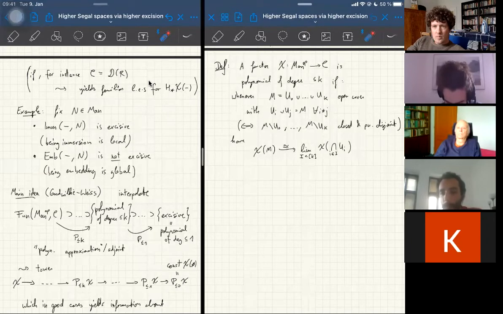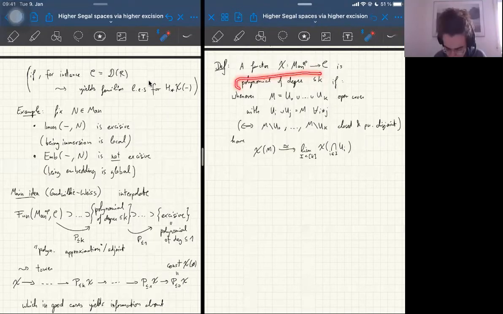Then in this case, I call a functor polynomial of degree smaller equal k if the value at my manifold can always be written as the limit of x over all, again, it's now just a more complicated limit, where now I go over all possible intersections of these U's I started with.